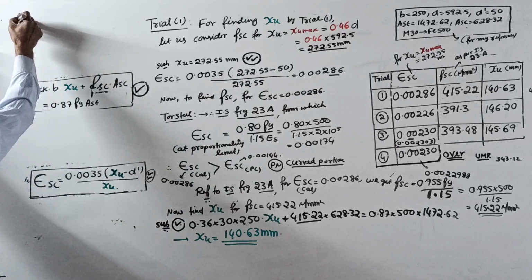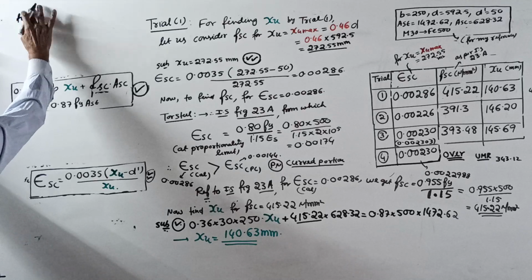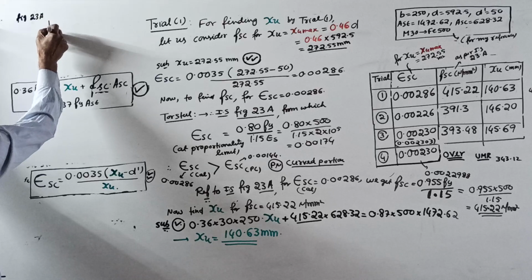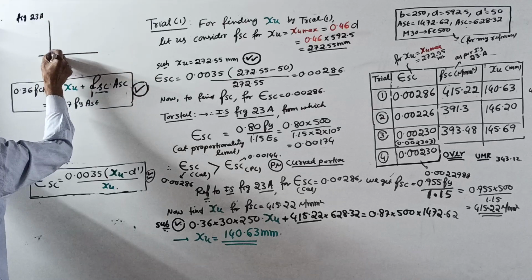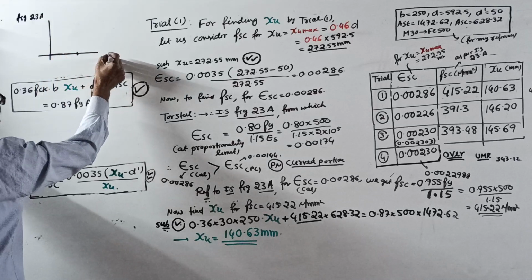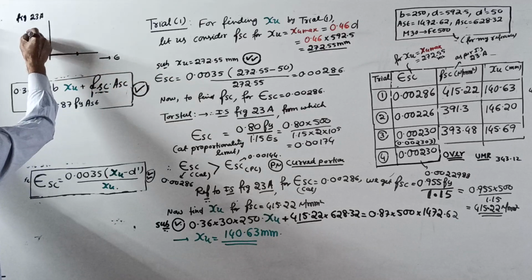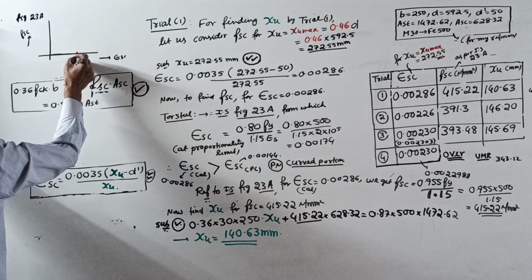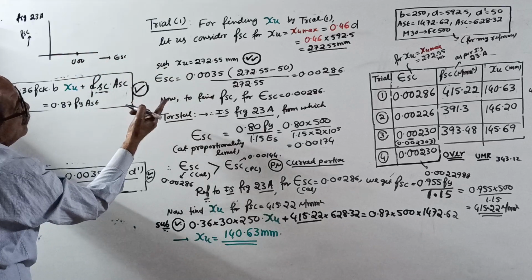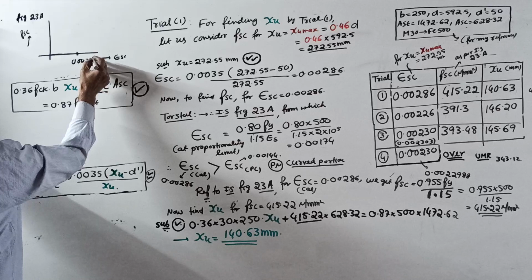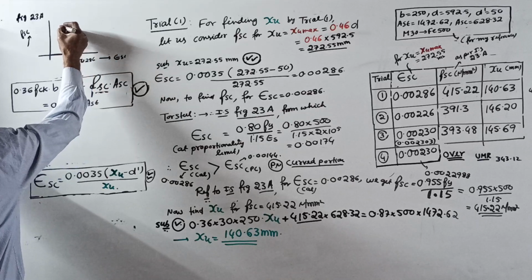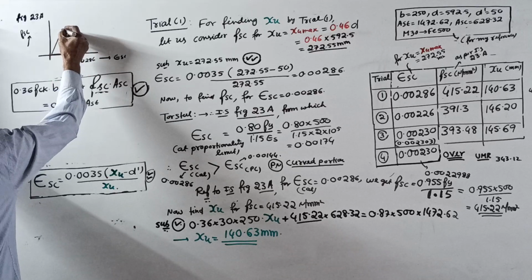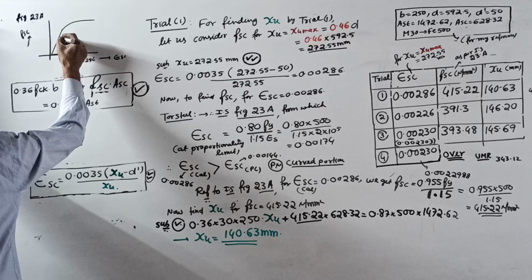See, IS code figure 23A. Briefly I will tell. Here, mark the strain epsilon. This is the stress Fsc, epsilon SC. Mark 0.00286 as accurately as possible. Then you can see somewhere here it is linear. Then see, it goes this way. Then the second line is there.